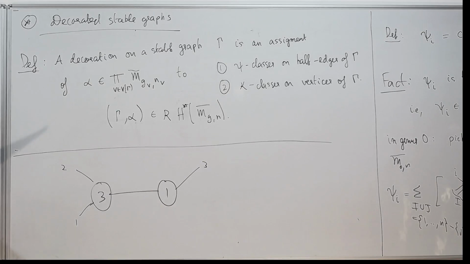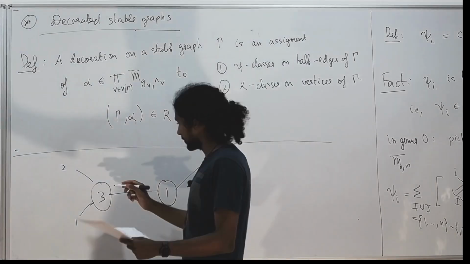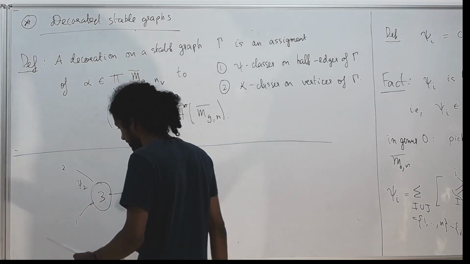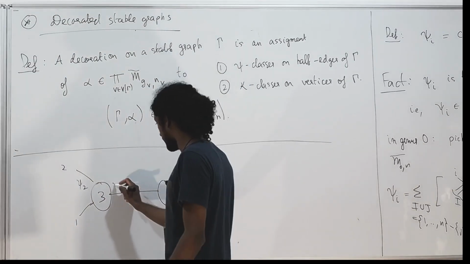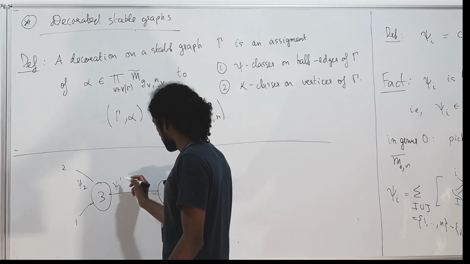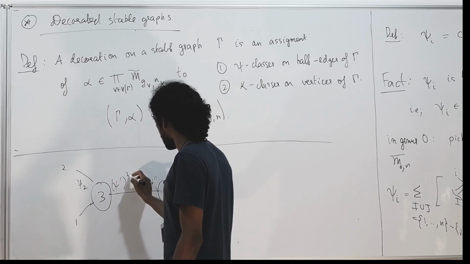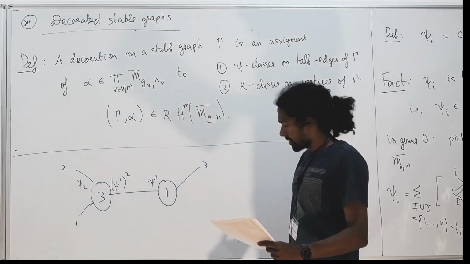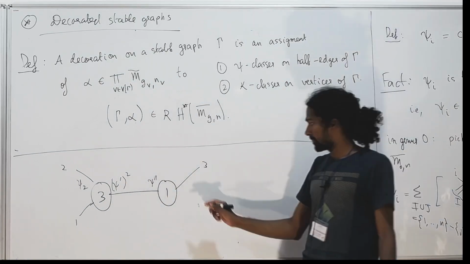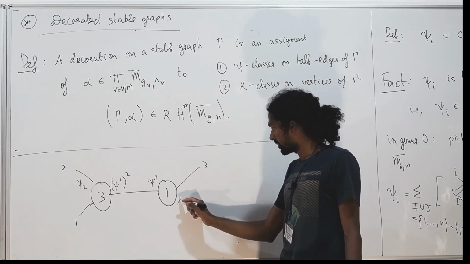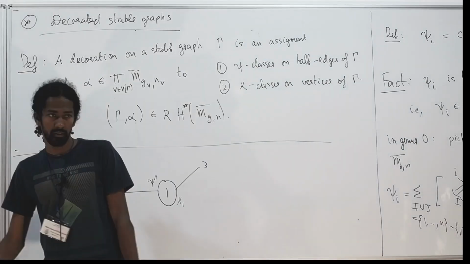And then I'm allowed to put psi classes on the half edges. So for example, I'll put a psi class here, a psi class here. These are also half edges, remember? Call it psi prime, psi double prime. And I'm allowed to put kappa classes on the vertices. So to this vertex, I will associate a kappa 1. So for example, this is a decorated stable graph.